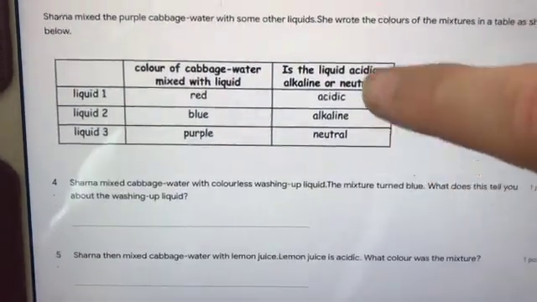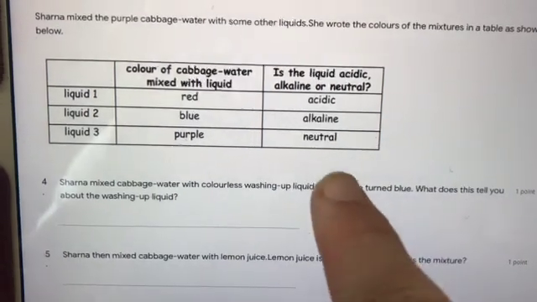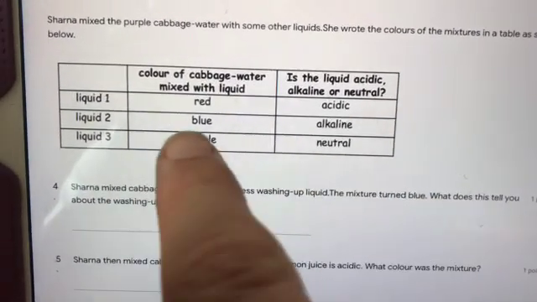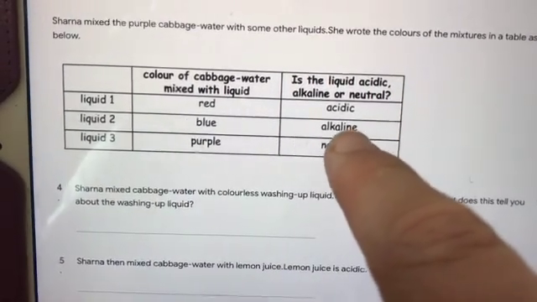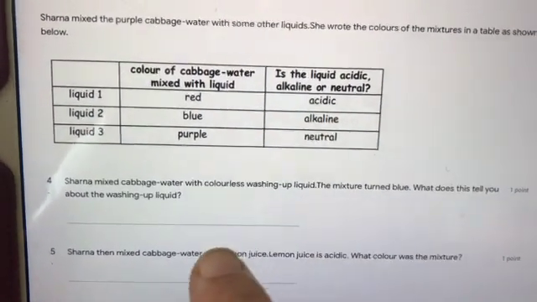The next question, we've got this table full of information which we're going to use to answer these next two questions. We know that the mixture turned blue. If we look in the table, the blue things are alkaline. So that's a good indication that it's going to be an alkaline, and that's the answer to that question.